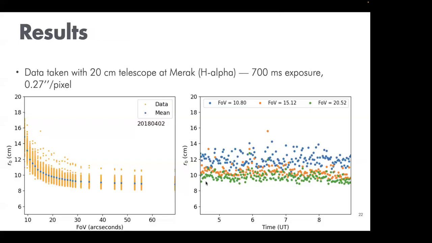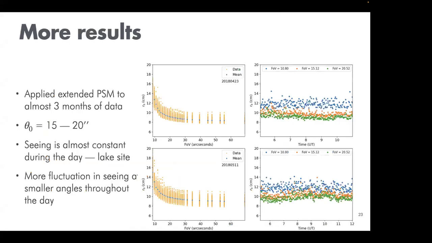The other interesting thing is that the spread in this plot is because of the different images taken during a day. If you plot it as a function of time, R naught is almost constant over the day. This is because Merak is a lake site, so there's a lake right next to the telescope. That is preferred for solar telescopes because water heats up more slowly, which means your seeing is more consistent throughout the day. We did that for more data, and that's what we found consistently.